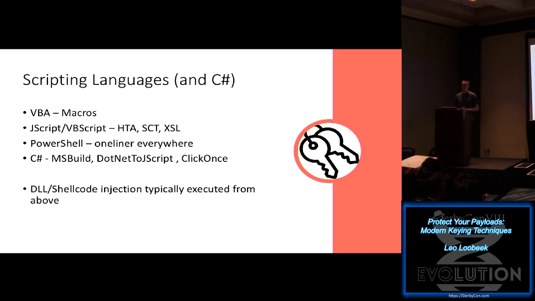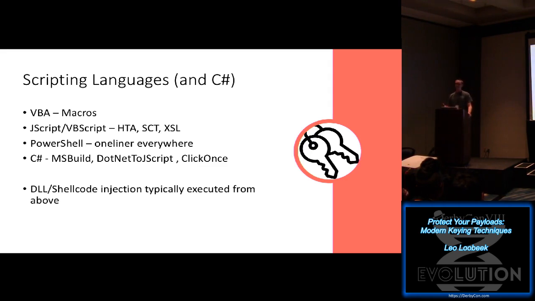PowerShell is always popular, and obviously the technique there is just to stick that PowerShell one-liner everywhere and anywhere and hope it executes somewhere. Now we're getting into JavaScript and VBScript, HTAs, SCT files, extended style sheets. Those are still allowing single commands, still one-liners that pull the code down and execute. And then there's C#, which seems to be the rage now. So MSBuild, .NET to JScript, to get the power of C# within a JavaScript payload.